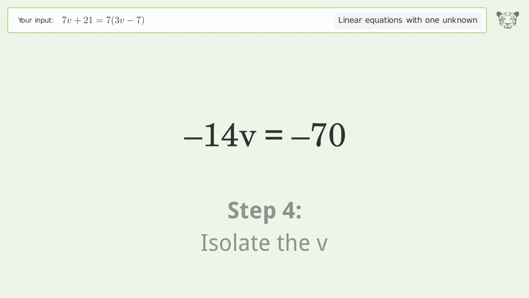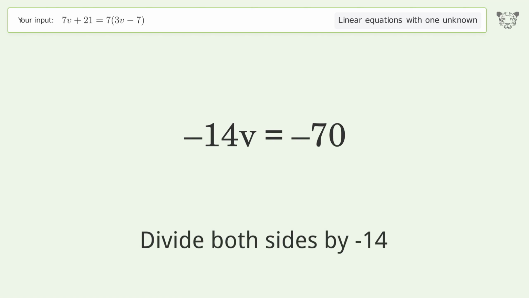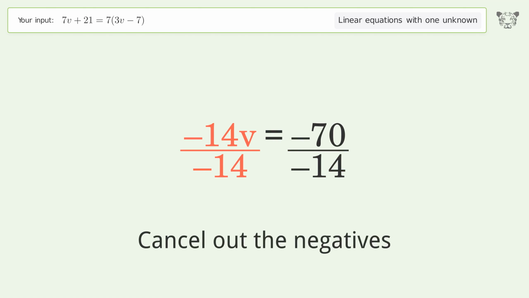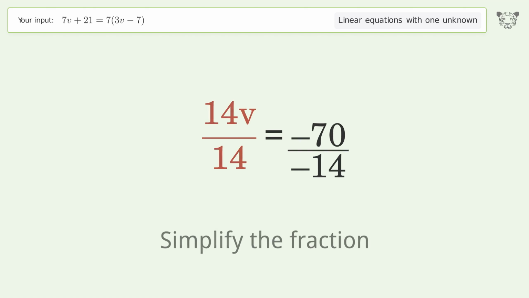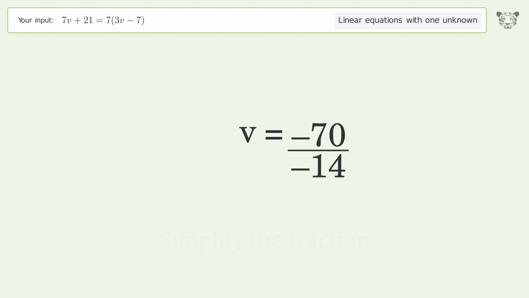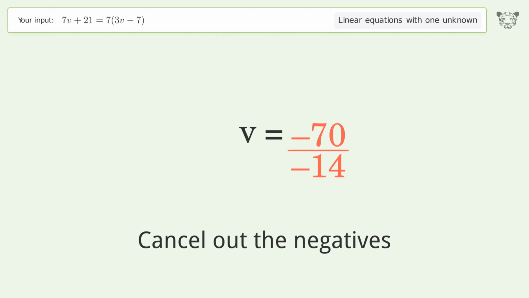Isolate the v. Divide both sides by -14. Cancel out the negatives. Simplify the fraction. Cancel out the negatives.